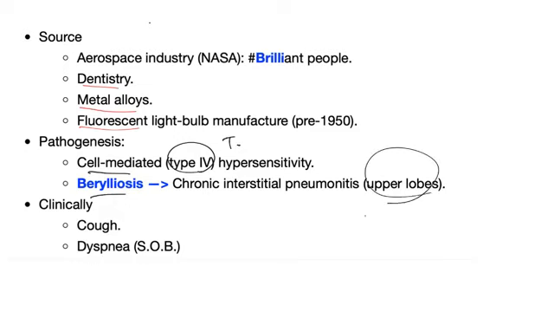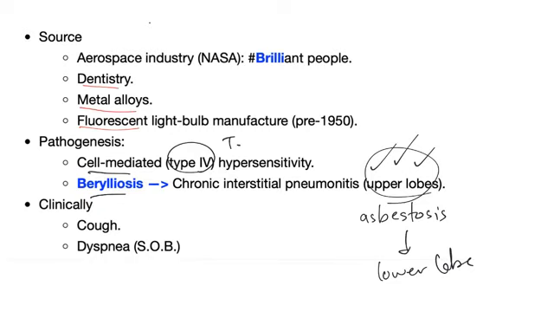Okay, contrast that with asbestosis, as we will discuss in the next video. Asbestosis causes lung fibrosis in the lower lobe. Do you still remember silicosis? Yes, silicosis is also upper lobe. So silicosis and berylliosis, upper lobe, asbestosis, lower lobe.